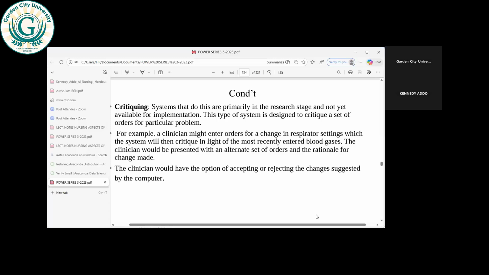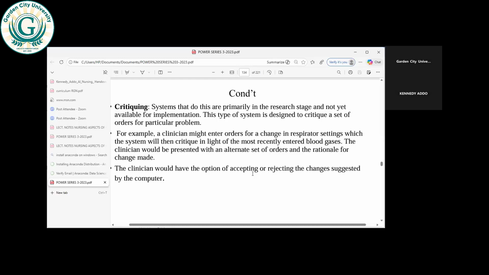Okay, so let's make progress from here. Now let's go to the critiquing system. The critiquing system is, as far as I'm concerned, even though it is still in the developmental stages, one of the most important parts of CDSS, even though at our level here it is not quite clear, which is why I said it's still at the developmental stage. Such systems are in the research stage and not yet available for implementation.